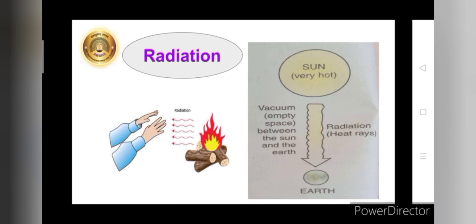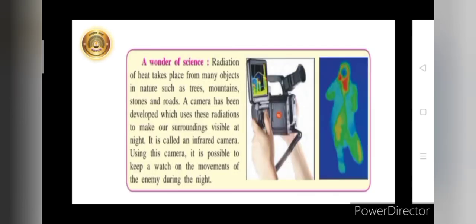Now see the box, a wonder of science, on page number 60. Radiation of heat takes place from many objects in nature such as trees, mountains, stones and roads. A camera has been developed which uses these radiations to make our surroundings visible at night. It is called an infrared camera. Using this camera, it is possible to keep a watch on the movement of the enemy during the night.